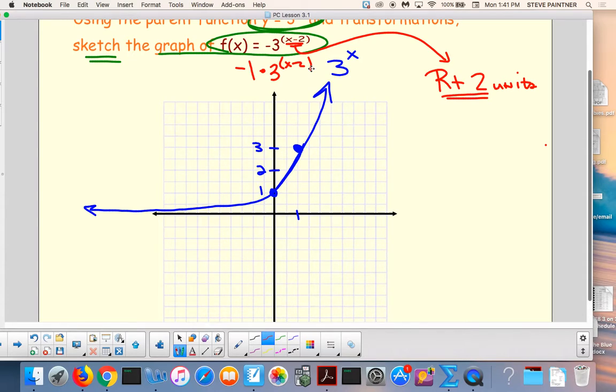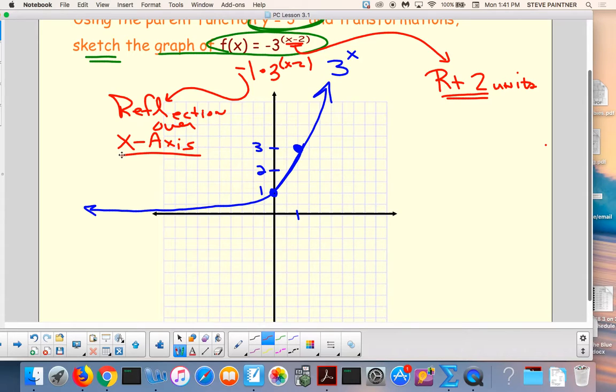Does that negative mean anything? Reflection. That's a reflection over what? Who says x? Who says y? Who says I don't know? It's a reflection over the x-axis. When it's in front of your parent, it's the x-axis. If I would have switched the x value, 3 to the x to 3 to the negative x, now it's over the y-axis.